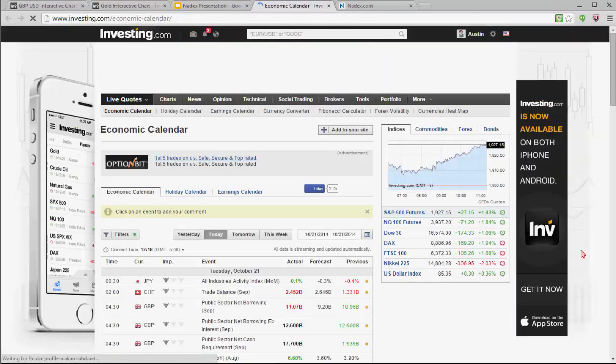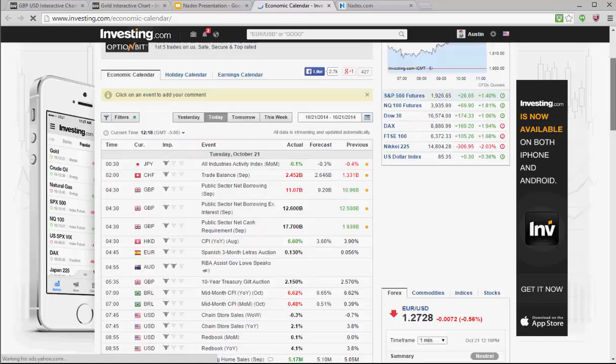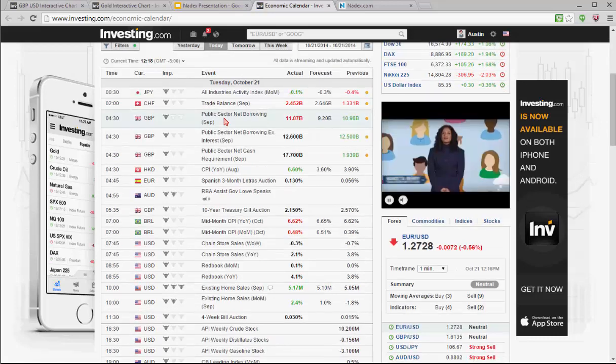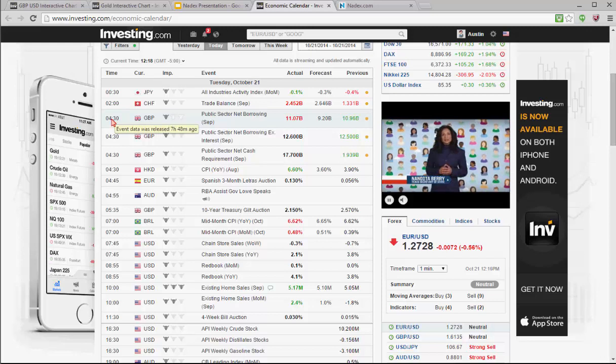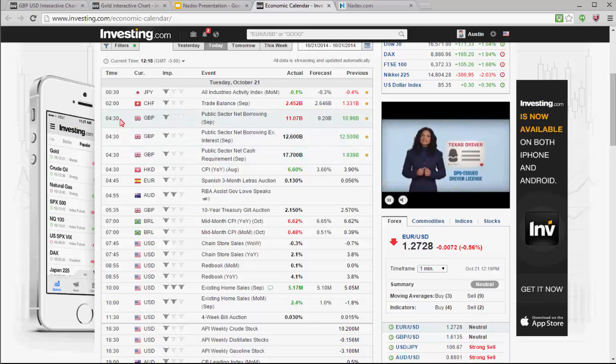So the rules are, once again, check the economic calendar. So I'm going to go back to the economic calendar today. What affected the pound and the dollar today? Public sector net borrowing was down, and that's at 4:30 in the morning. Remember, the low or the high usually establishes itself between 2 and 5 in the morning. A lot of British economic news gets released at 4:30 in the morning.